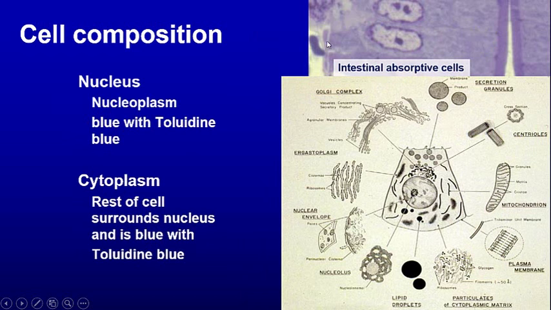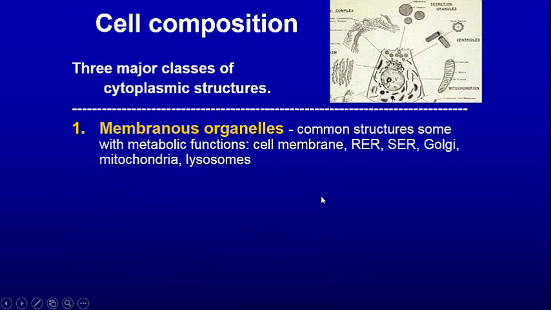This is a simple columnar cell. There's its base, there's an apex, there's a brush border. These are junctions between adjacent cells which allow epithelial cells to make a lumen, and we see the lumen right here. So cells have three major components inside there.